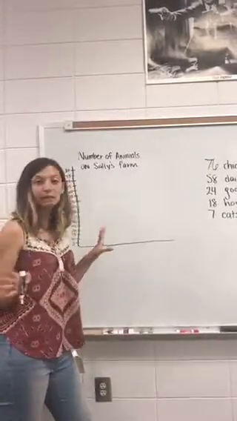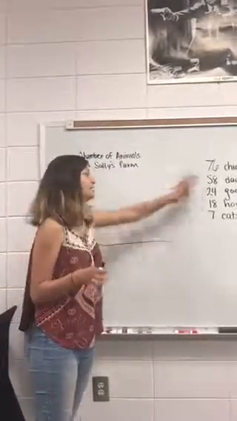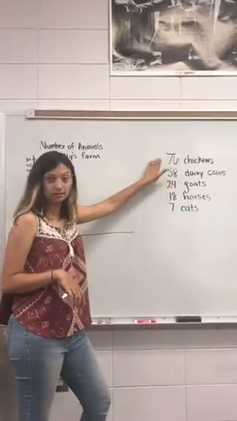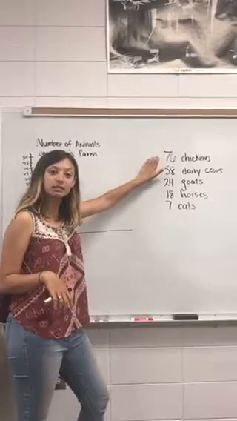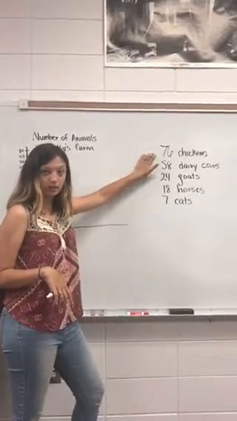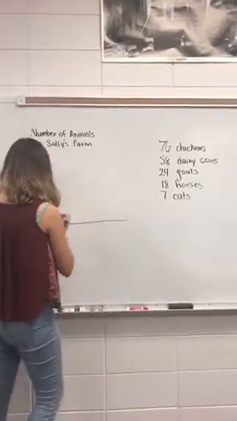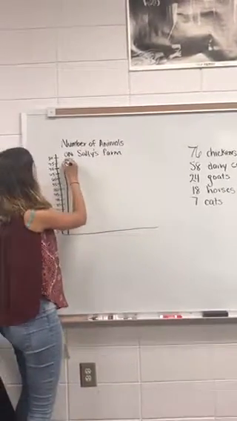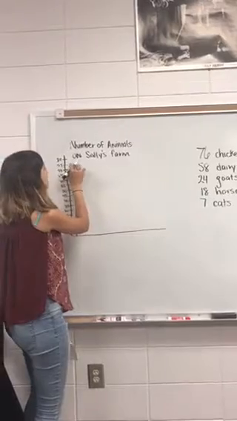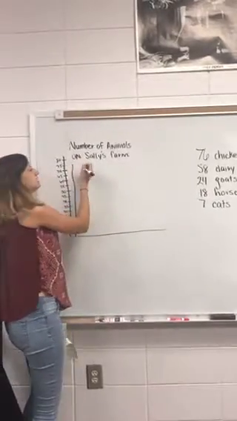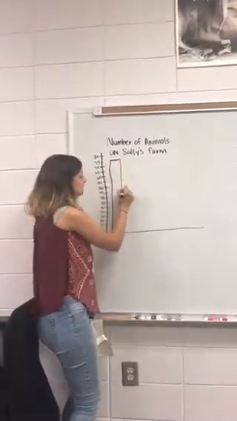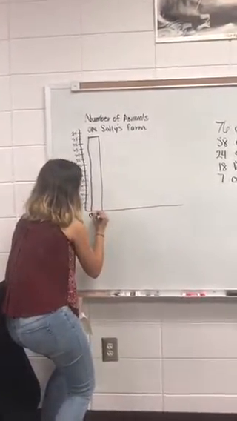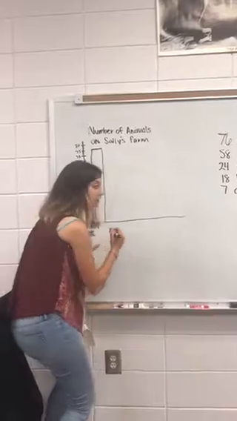So we're going to start with the highest number. Sally has 76 chickens. What we're going to do is draw this line, and I'm going to go all the way up. Oh, that's a little too much up. So 76. And then we're going to come down here and label it chickens.